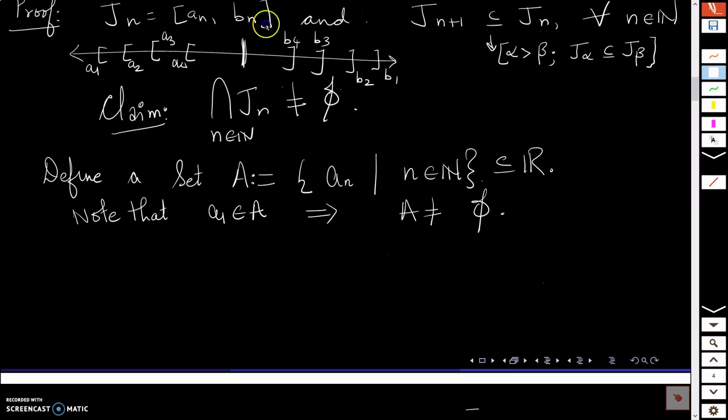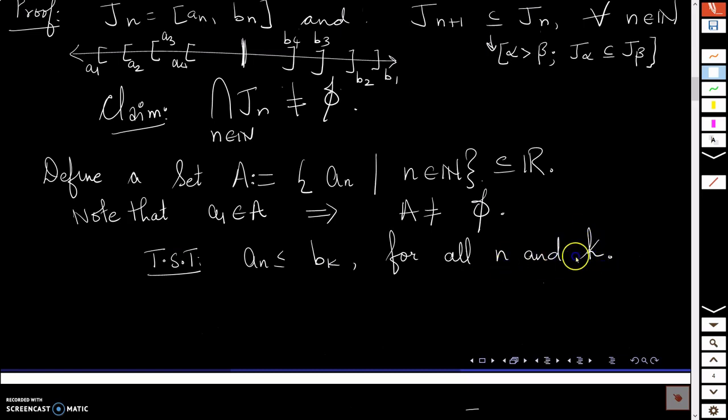Now, from the diagram, it's quite clear that each Bk is bigger than or equal to each An. So what we will do is we will show that An is less than or equal to Bk for all n and for all k.